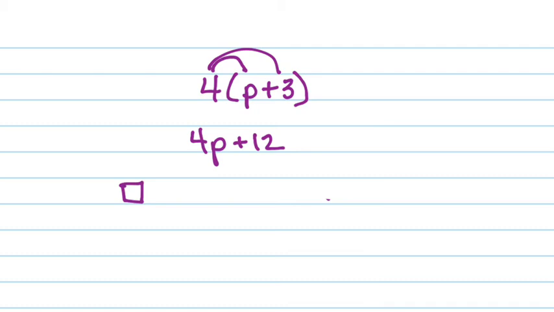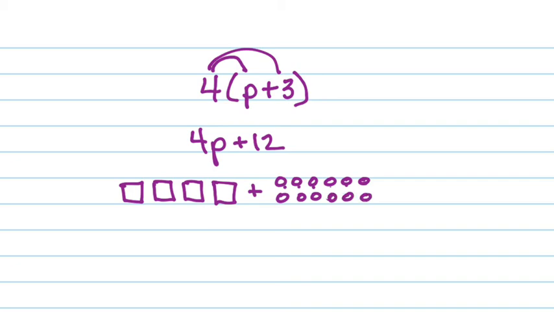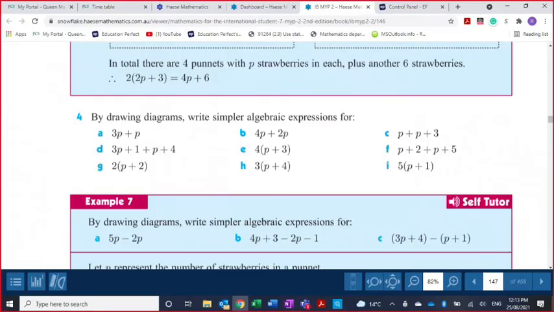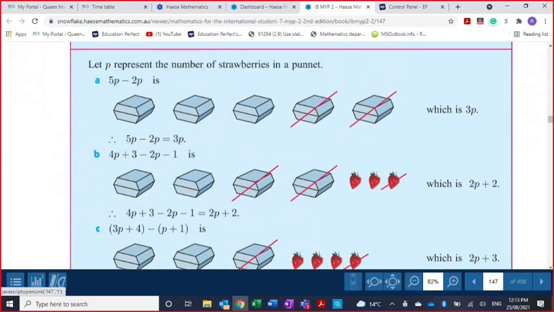So that's 4 punnets plus 12 strawberries. And you could draw it lots of different ways. It doesn't make any difference. You don't have to draw it just the way I did. You could draw these 2 and these 4 plus these 2 and these 8. Makes no difference. Okay? So you can draw your own drawing, just whatever you'd like it to look like. Okay? But do practice the drawings.